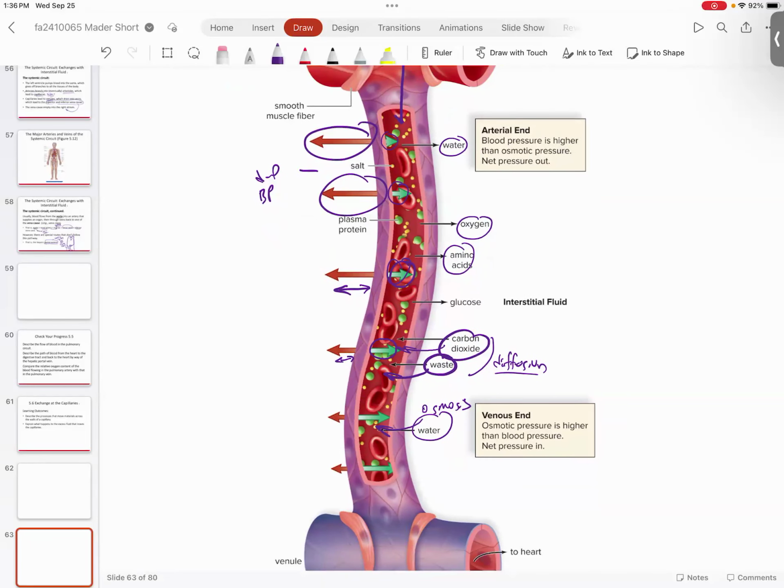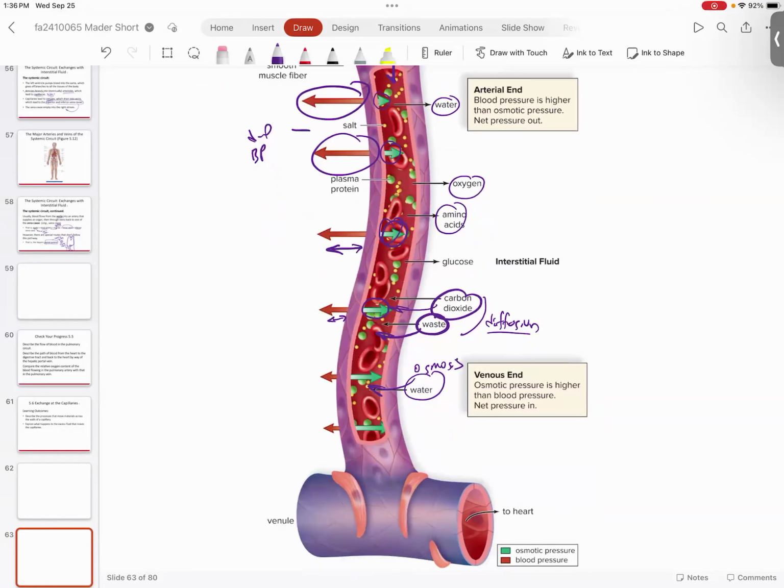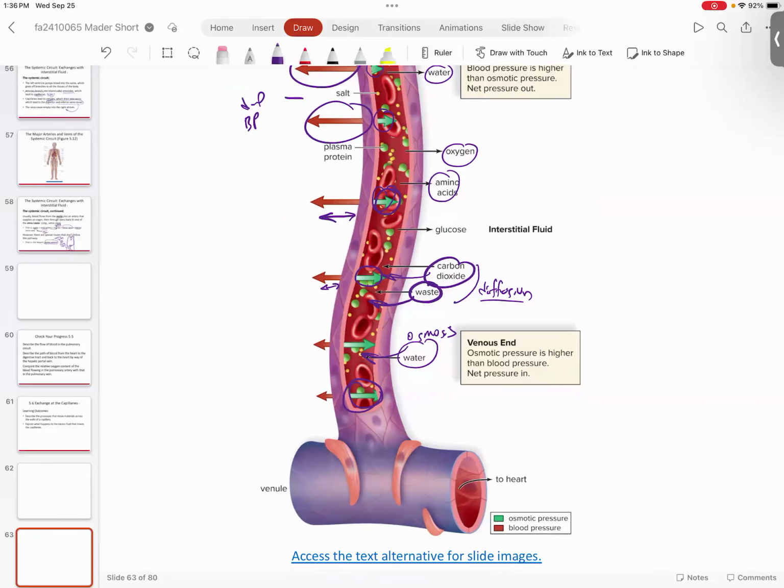So notice by the time you get down to the venule, most of your main pressures at this point are osmotic in nature. So you've got a stronger pull force now at the venule end, pulling those things into the capillary. By the way, those things you want to be pulled in the capillary, right? Because CO2 is trash. Your excess carbon dioxide is trash. You've got to pick it up to get rid of it. Your organic wastes are trash. You've got to get rid of it.